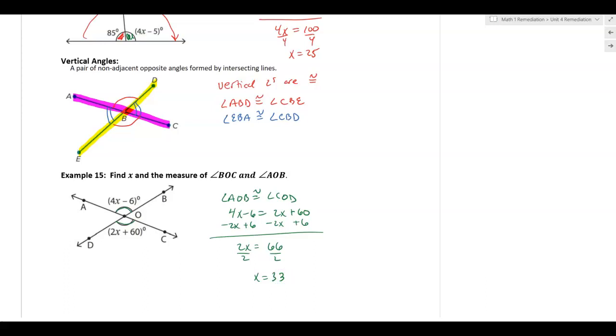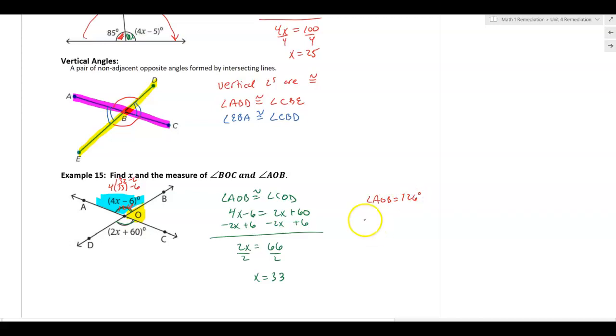Now, if I have to find the measure of angle BOC, which is this angle here, what could I do? Well, I'm actually going to find the next angle, which is AOB, first. How do I do that? I plug the value of x in. 4 times 33 minus 6, right? 4 times 33 gives you 132. 132 minus 6 is 126 degrees. So angle AOB is equal to 126 degrees.